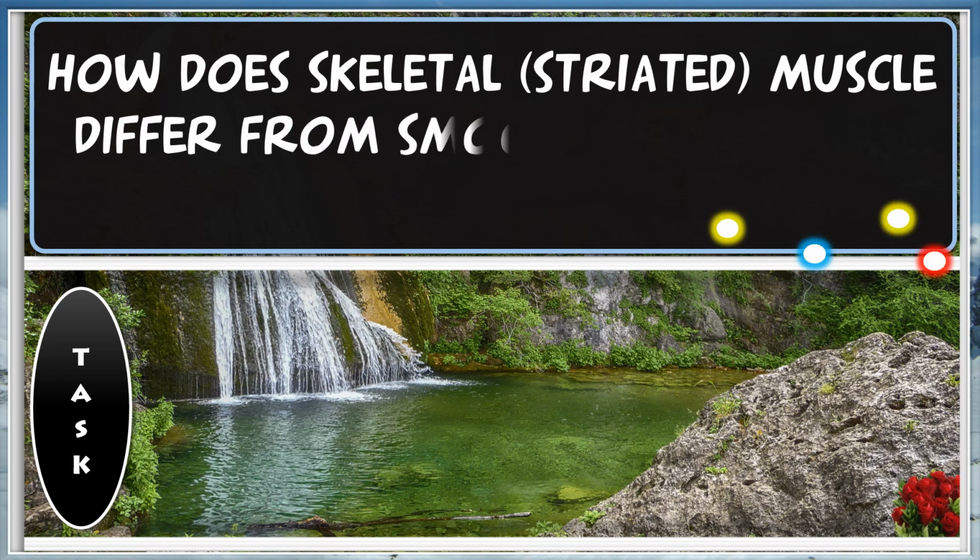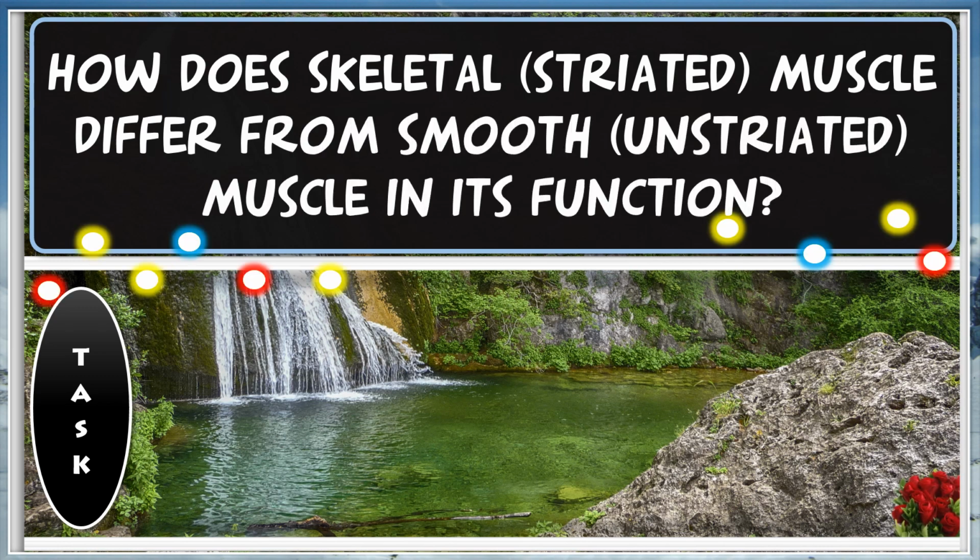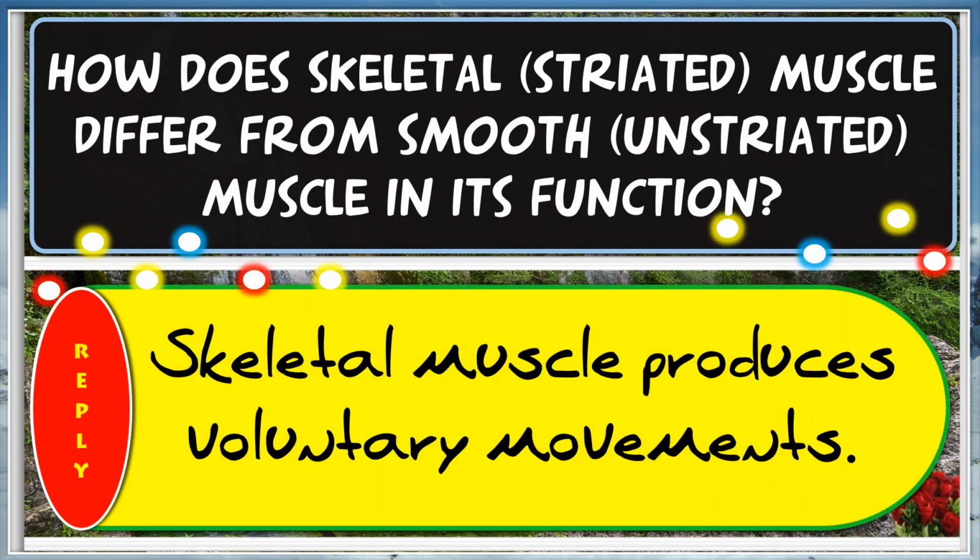How does skeletal or striated muscle differ from smooth or unstriated muscle in their function? Skeletal muscle produces voluntary movements.